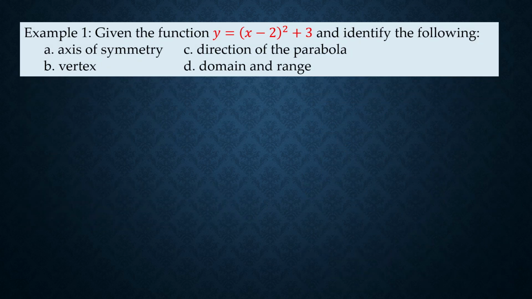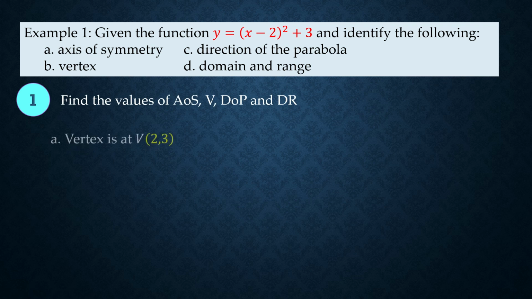Okay, example number 1. Given the function y is equal to the square of x minus 2, obviously, ang a dinhi is imaginary positive 1. The square of x minus 2, then plus 3. And then identify the following: axis of symmetry, vertex, direction of the parabola, domain, and range. Wala na intercept ha. 1. Find the values of AOS, axis of symmetry. V stands for the vertex. DOP stands for direction of the parabola. And DR stands for domain and range.